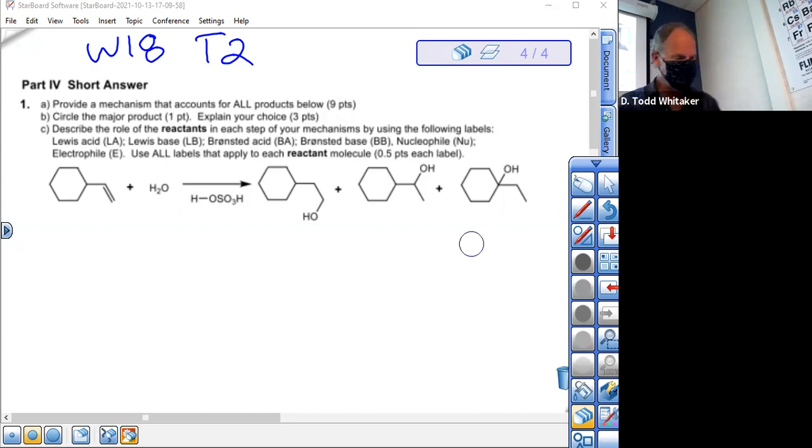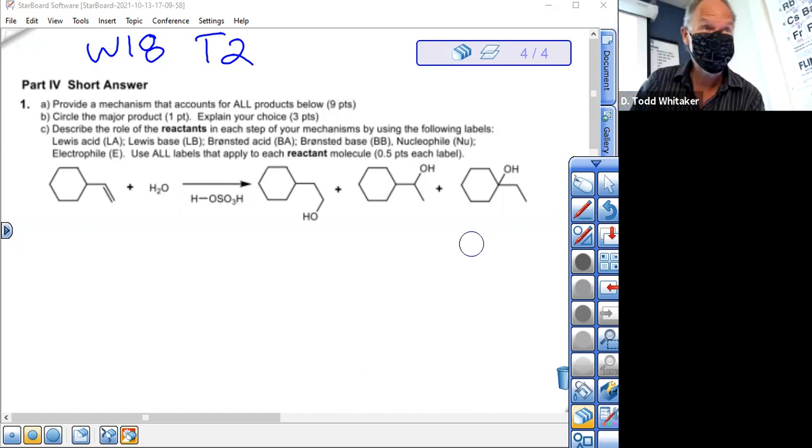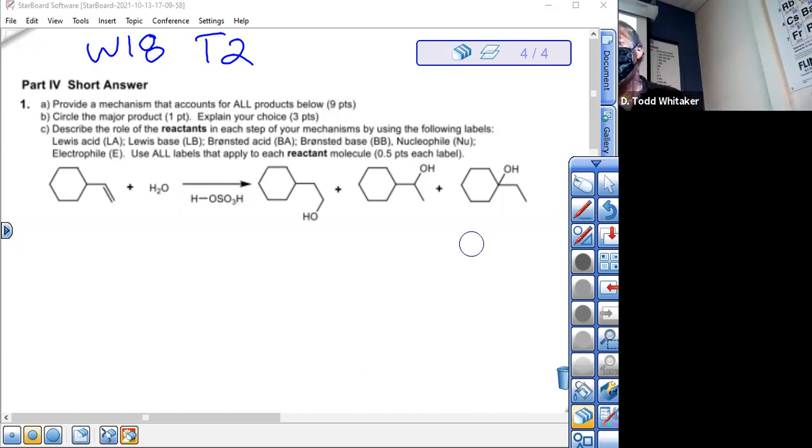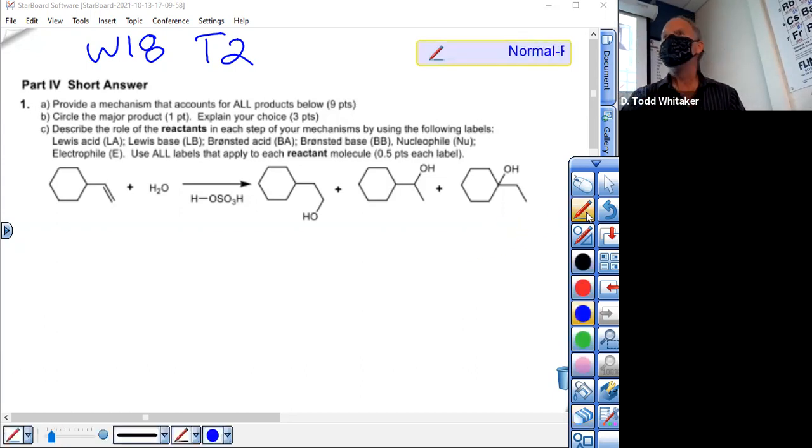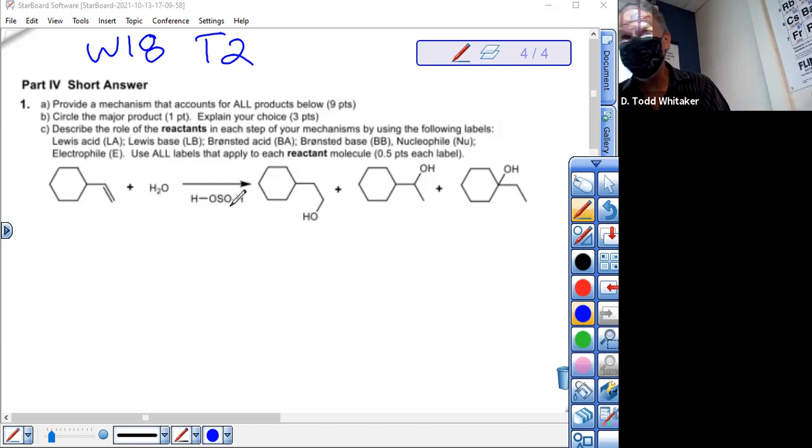Strong suggestion. And we are promised on our test that your first step, no matter what mechanism you're looking at, is always going to be the same. And what is that? The pi bond attacks which hydrogen? Which proton? Yes, the strong acid. So whether it's this reaction with this strong acid or the HBr reaction with HBr or the HCl reaction with HCl or the HOTS reaction with HOTS, you're attacking the strong acid.